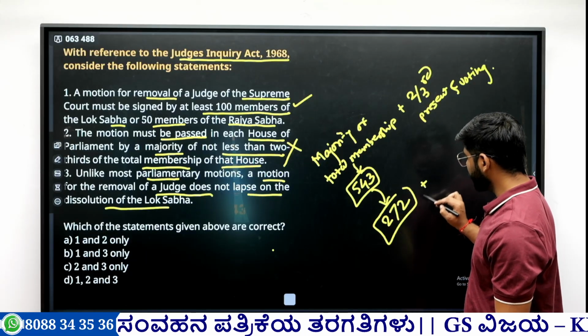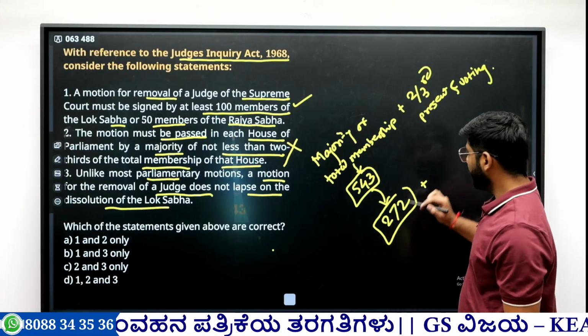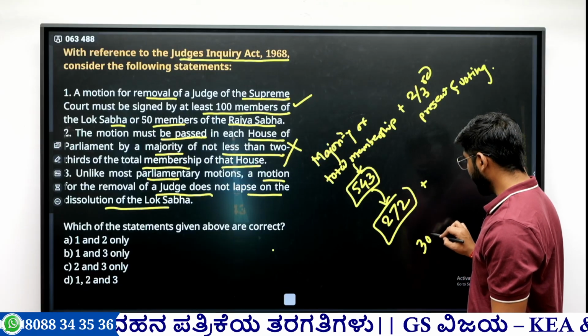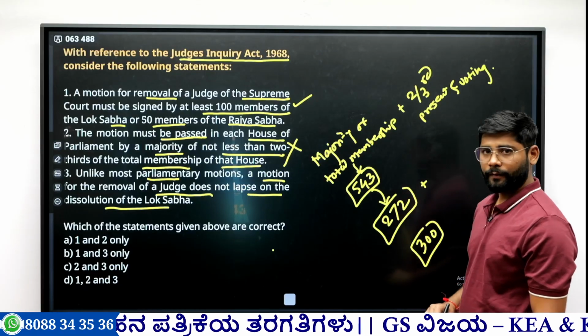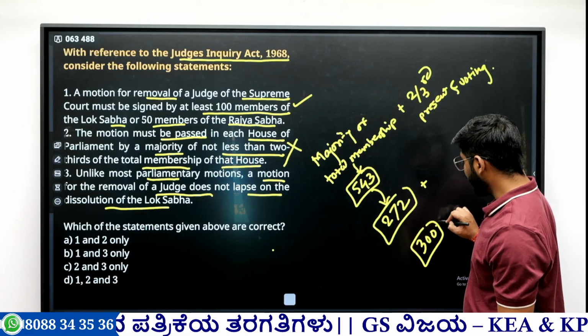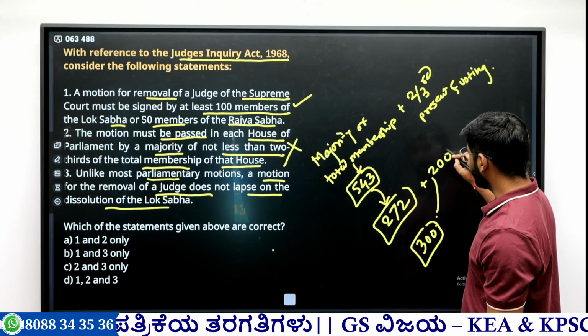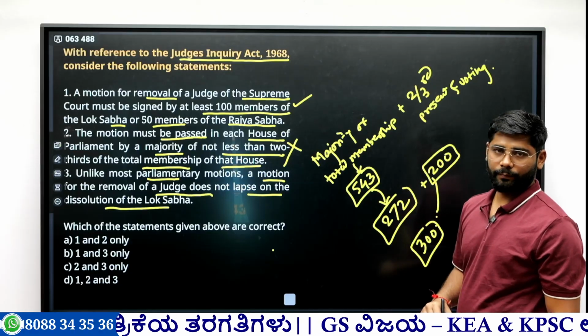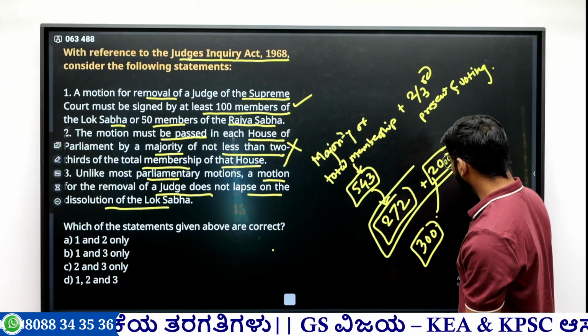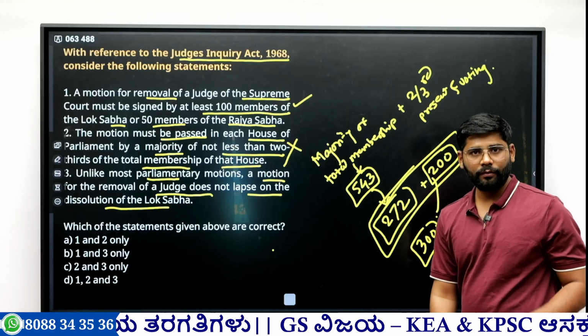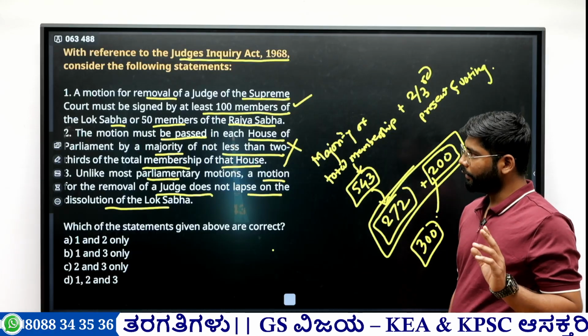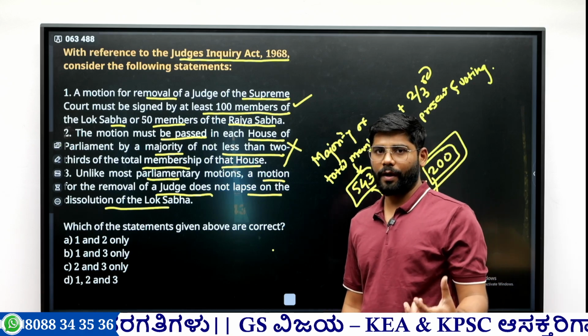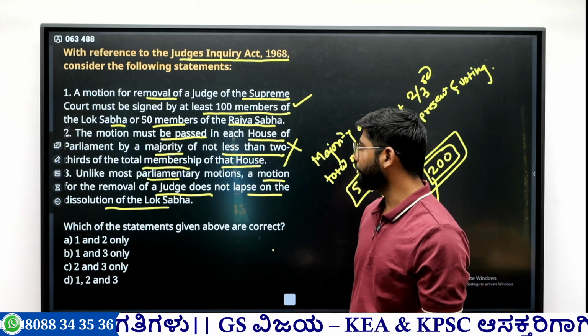In addition to this, suppose 300 members are present. Out of this 300, 200 members must vote in favor. It means these two conditions must be fulfilled simultaneously, and only then is the motion of impeachment passed.